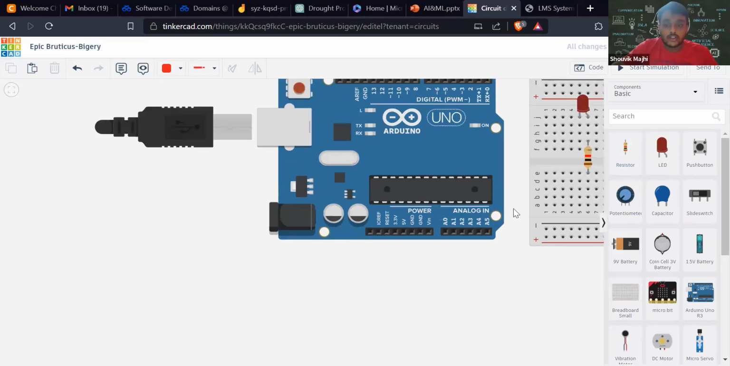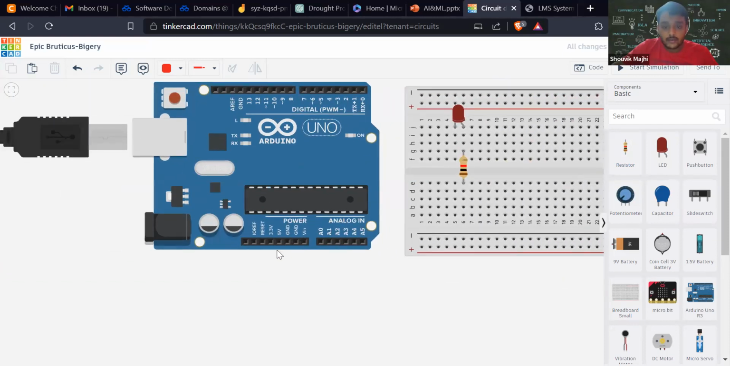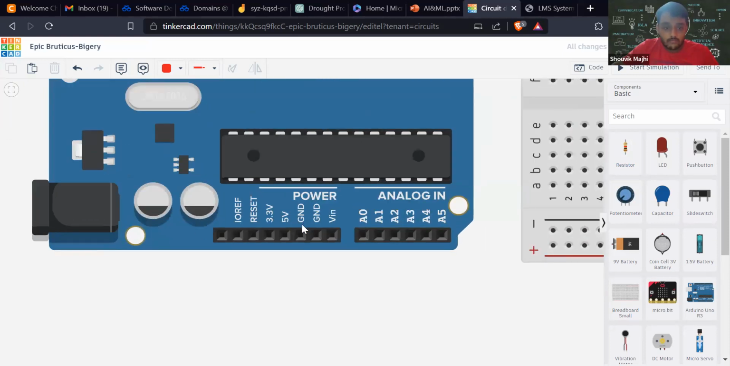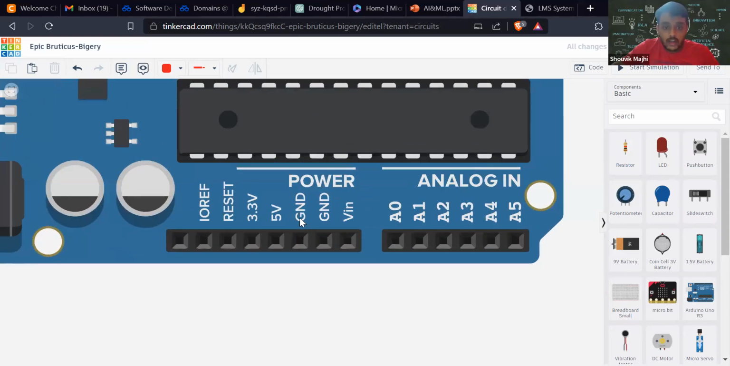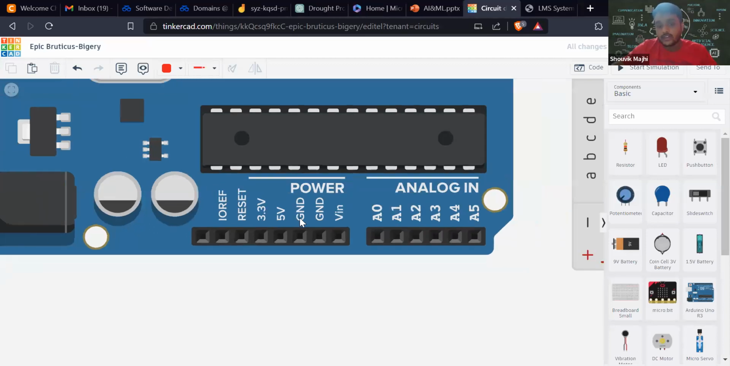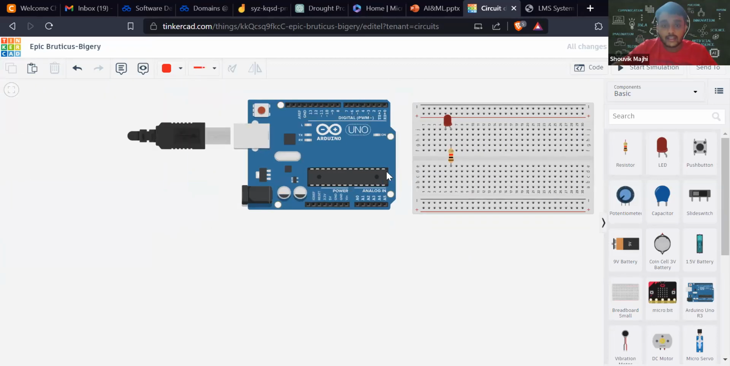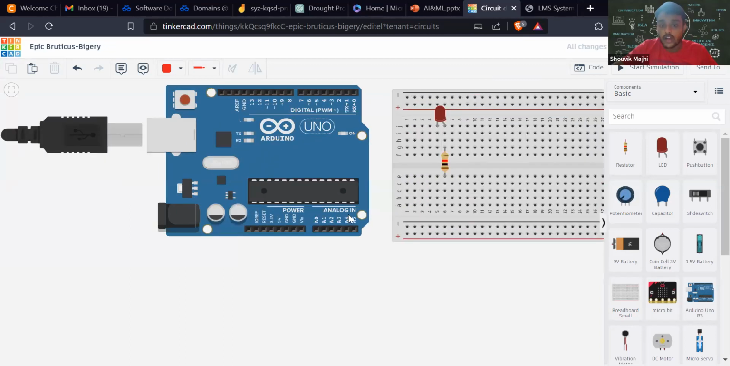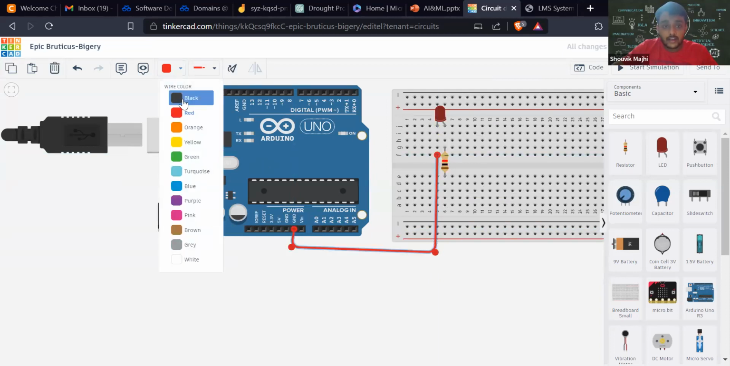Okay, so you will be seeing that we have a pin called ground. Ground is nothing but the negative side of our terminal. Whenever the negative side of anything is connected, it is always connected to the ground of the Arduino. So if I take the ground, now I have to complete the circuit with the negative side of the LED.